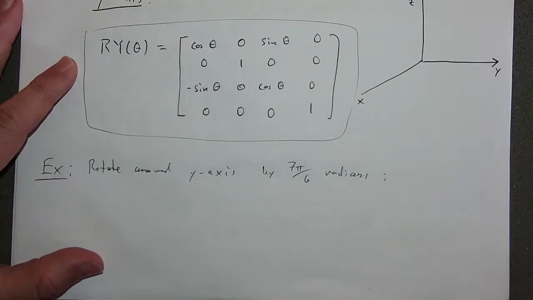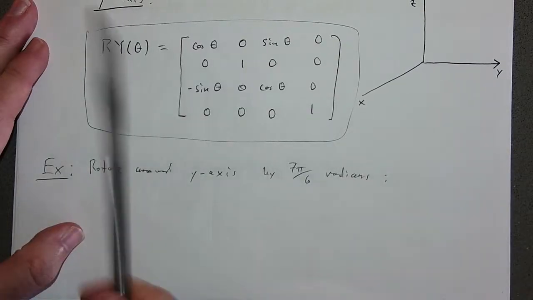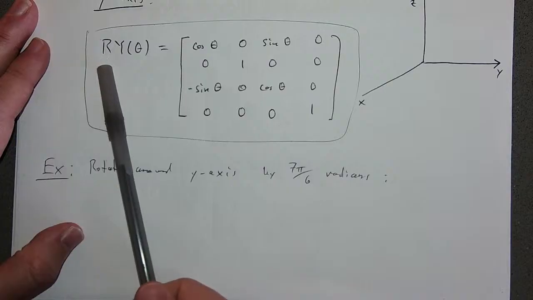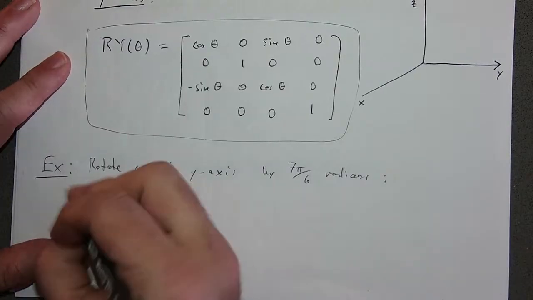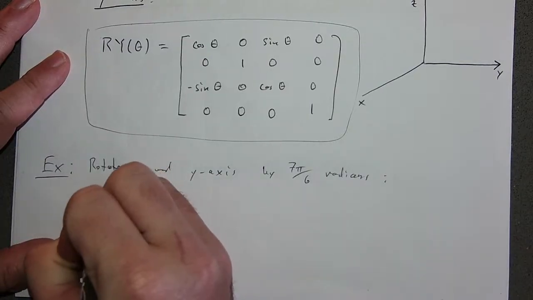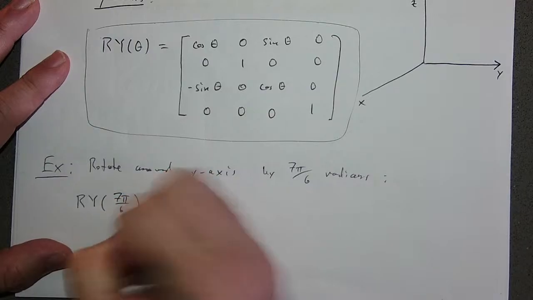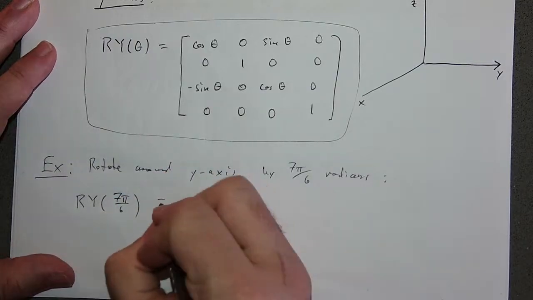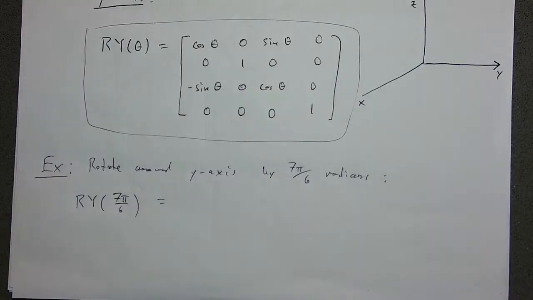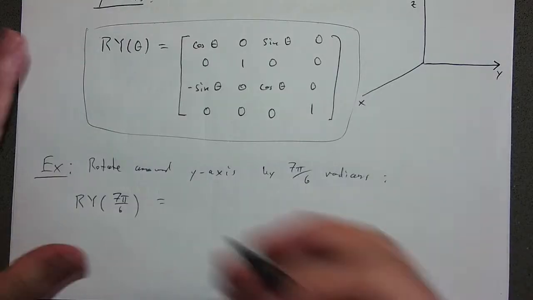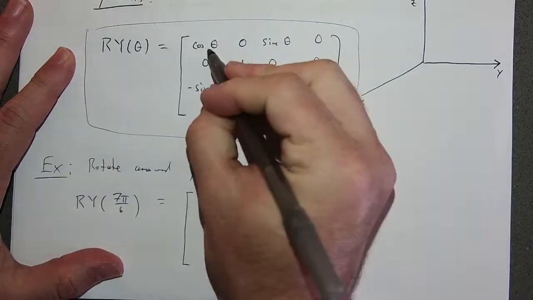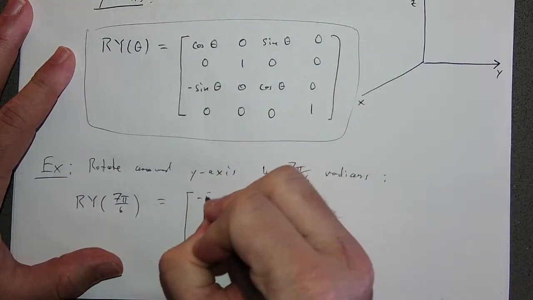What matrix would I use? This is my matrix describing rotation around the y-axis. So the matrix that I would use would be this thing, which I can just directly see what this would be by plugging in 7 pi over 6 here, right? So this would be the matrix, this would be minus root 3 over 2.